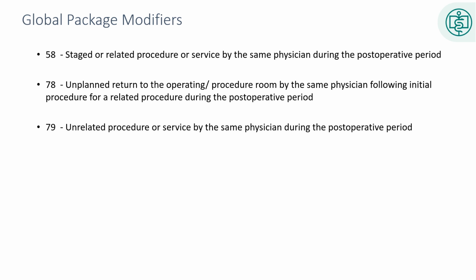Modifier 79 is used to report an unrelated procedure or service by the same physician or other qualified healthcare professional during the postoperative period. For example, a patient has an open reduction of an ankle fracture done in October. In November, the patient has an appendicitis and has an emergency appendectomy. The appendectomy is unrelated to the ankle fracture repair and is coded with Modifier 79 for the appendectomy.